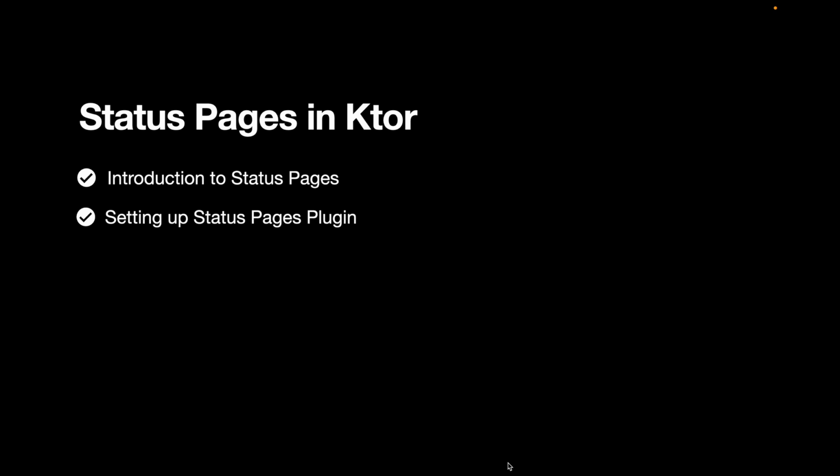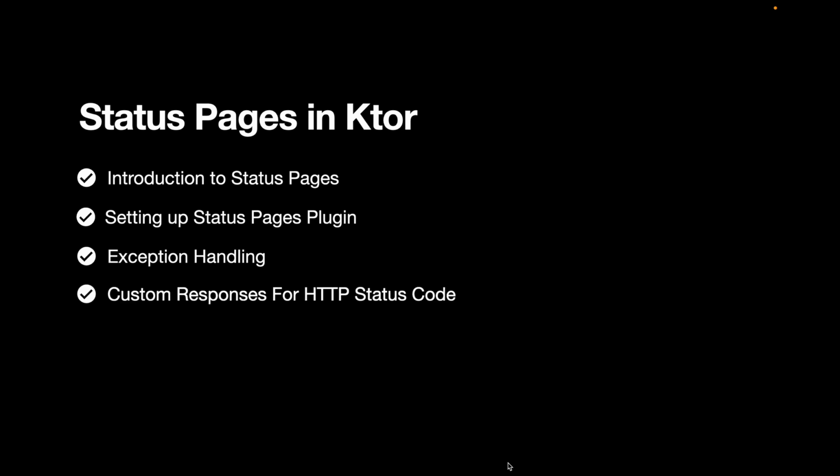Next, we will set up the status pages plugin in our Ktor application. We'll install and configure it. After that, we will explore how to catch exceptions globally and return meaningful responses to users. Then we will learn how to handle specific HTTP status codes so we can customize the responses for different situations. Finally, we will see how to replace plain text error messages with HTML templates, making our error page look better.